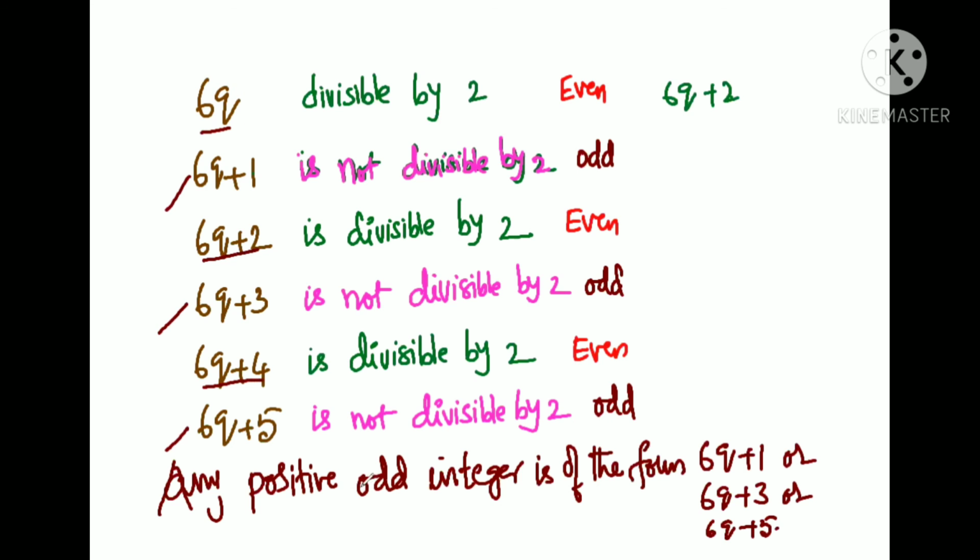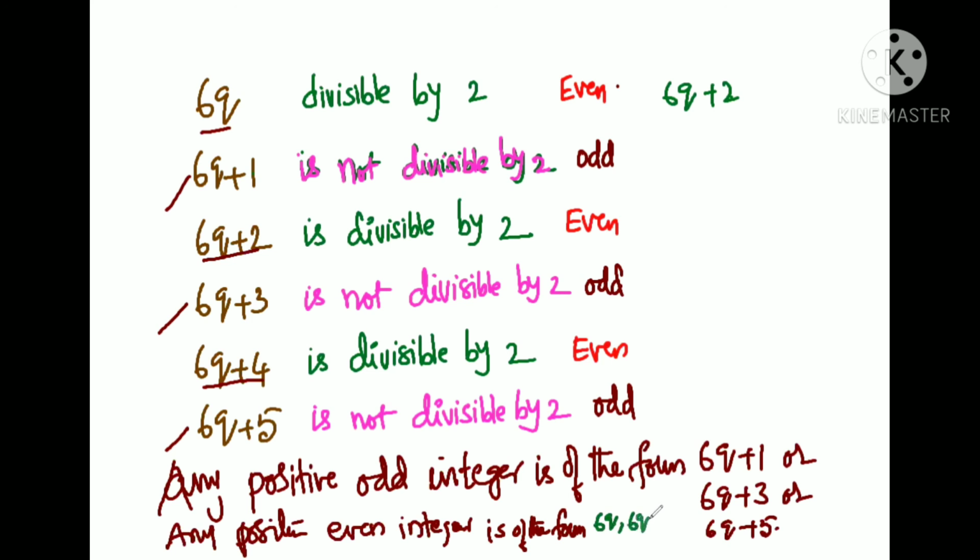The question is asked like this. Any positive even integer is of the form 6q, 6q plus 2, or 6q plus 4.